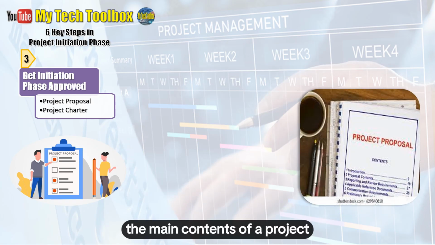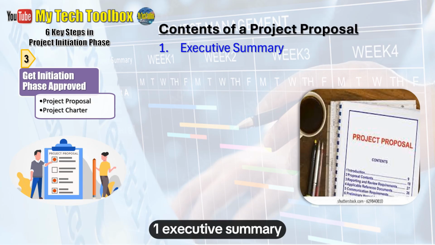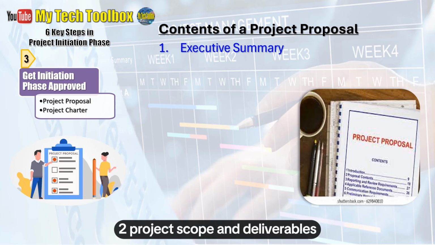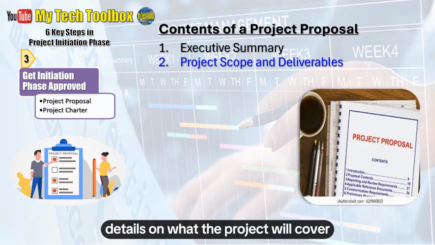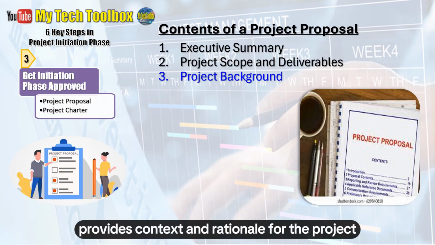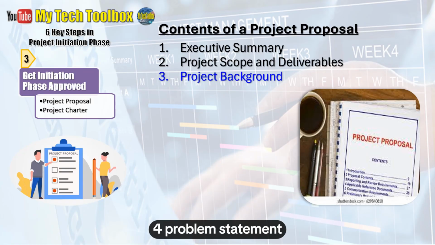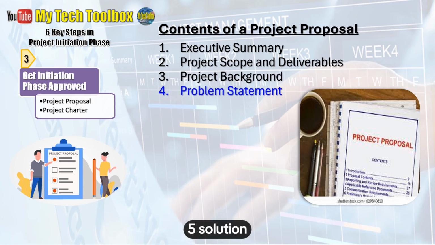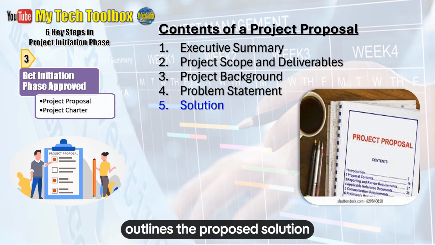The main contents of a project proposal are the following. 1. Executive summary, a brief overview of the project and its objectives. 2. Project scope and deliverables, details on what the project will cover and the expected outcomes. 3. Project background, provides context and rationale for the project. 4. Problem statement, clearly identifies the issue the project aims to address. 5. Solution, outlines the proposed solution and how it addresses the problem.